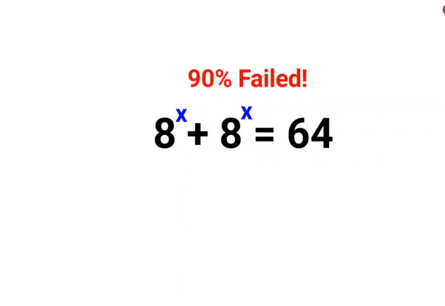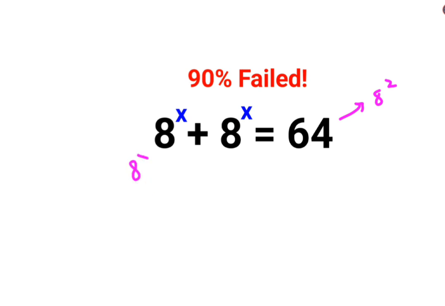Hello everyone, so today we are going to understand how to solve this kind of a problem. So here we have 8 raised to x plus 8 raised to x equals 64. Now a lot of people think that this is supposed to be 8 raised to 2 and then they get stuck. Okay, so when you have something like this, we'll start with very basic.